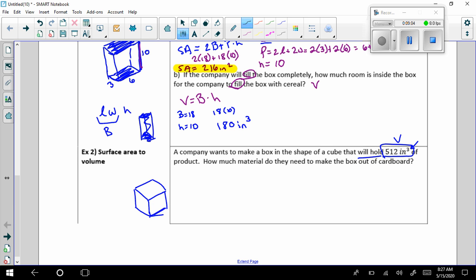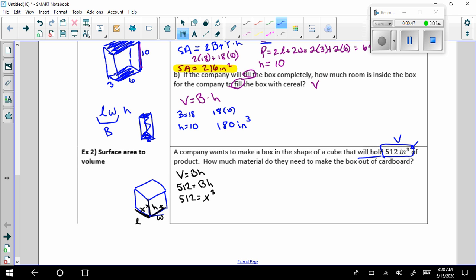Well, volume gives us a couple things. Volume is, remember, area of the base times the height. And so we have 512 is the area of the base times the height. Well, because this is a cube, the length, the width, and the height are the same. And so if we call it x, we have 3 of those. So we can replace the other side with just an x cubed.